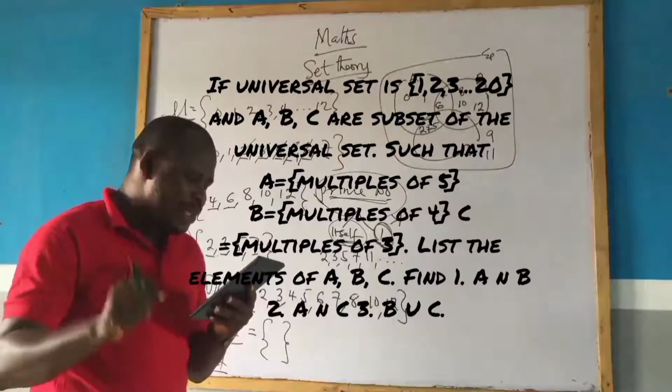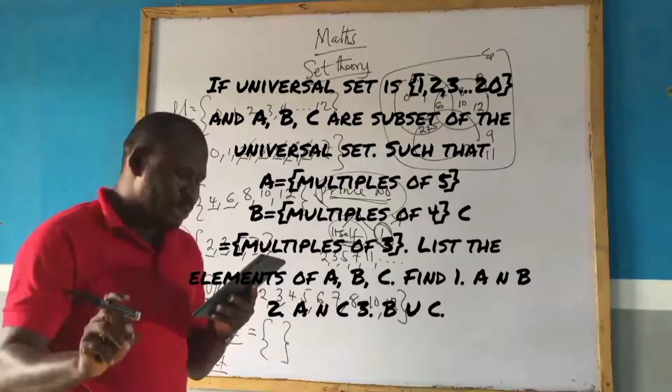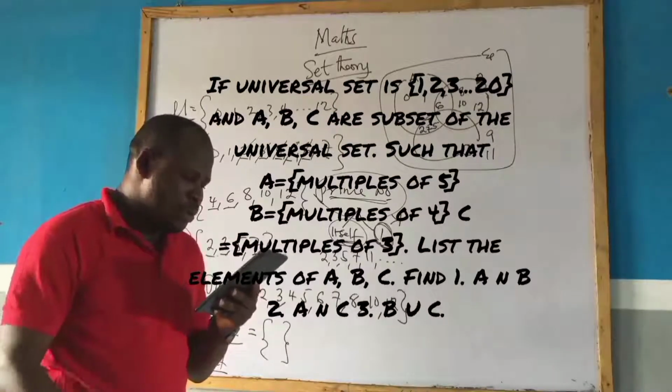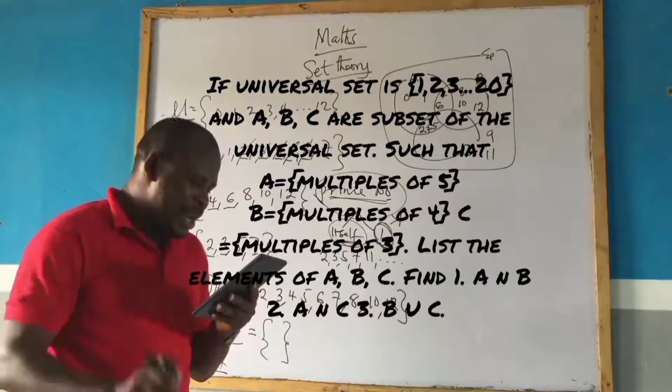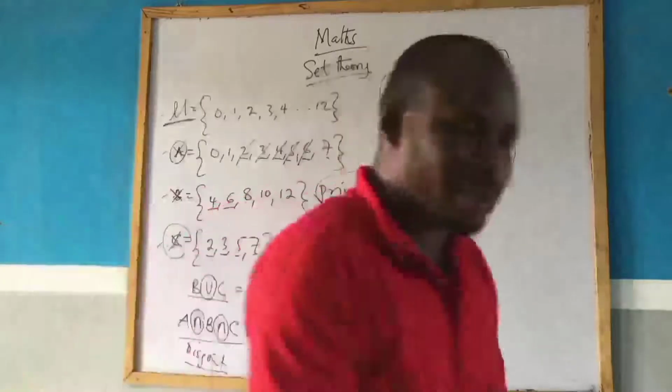List the elements of A, B, and C. B part of the question: find A intersection B, Roman figure 2, A intersection C, Roman figure 3, B union C. We will solve the question now.